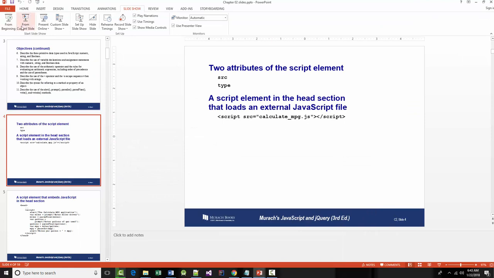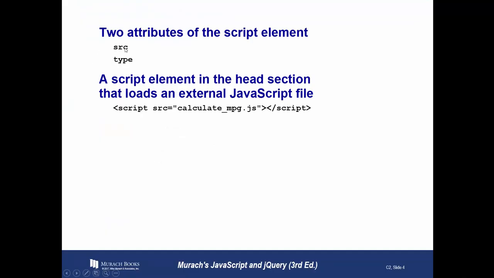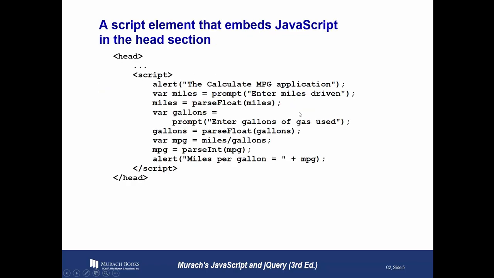All right, so I showed you the source tag. The type tag is deprecated. You don't have to use it anymore, but we'll see it as we go on. So this is how we do it. Script source equals the name of a file with a .js for JavaScript extension, and our beginning script tag and our ending script tag. All right, there's putting it in the head, and I already showed you that.